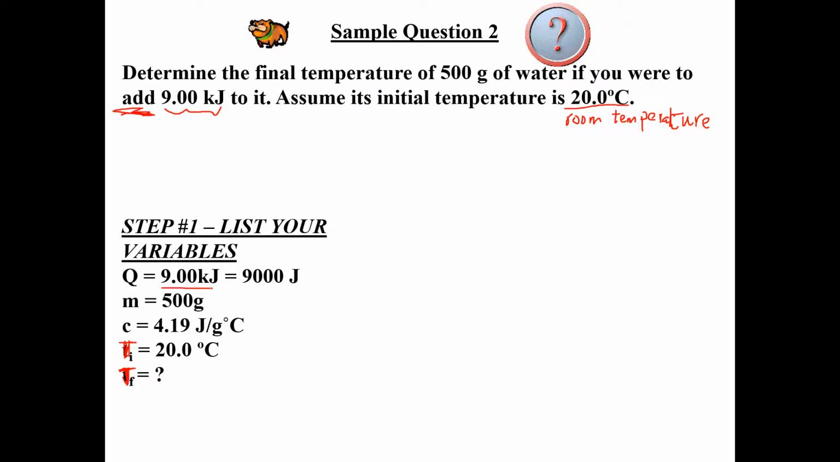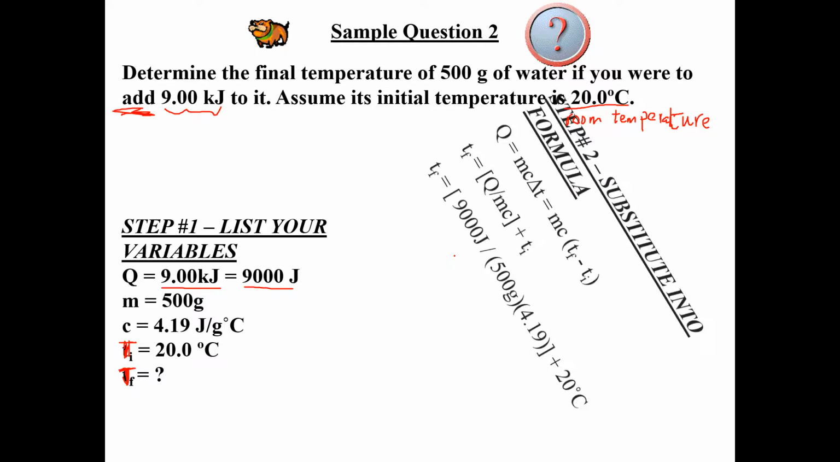Q is 9.00 kilojoules, so it's 9,000 joules. Do not worry about sig digs until the end. Okay, just keep track of it. All right, so mass is 500 grams. Conveniently, units are already correct, and specific heat capacity is 4.19 still. When the initial temperature is 20, what is the final temperature?